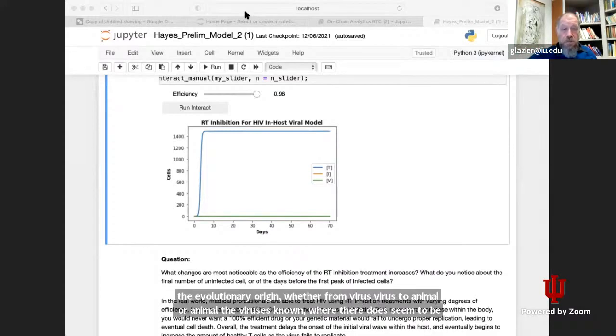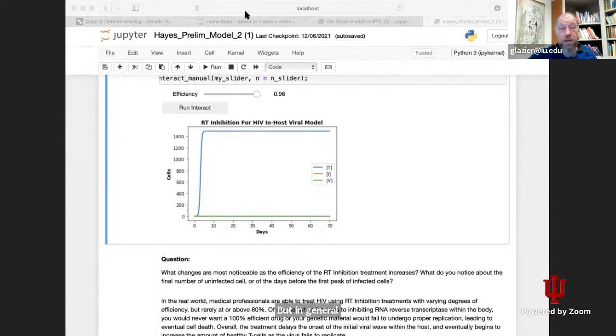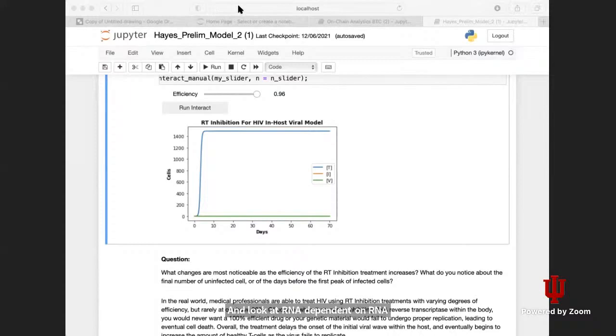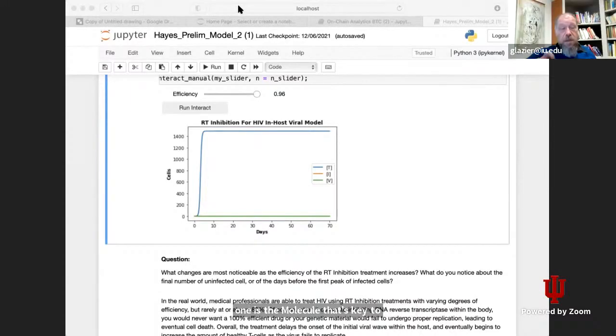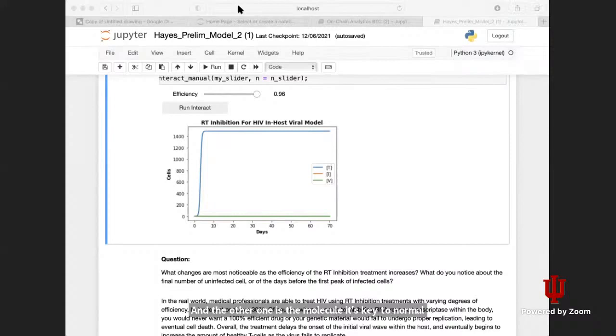But in general, if you abolished RNA copying completely, you'd be fine. And if you abolished the RNA to DNA copying, you'd be fine. And so it might be worth doing a little bit. You don't need a lot of detail, but you could look in just Wikipedia. Look at reverse transcriptase and look at RNA-dependent RNA polymerase. One is the molecule that's key to retroviruses, and the other one is the molecule that's key to normal single-stranded RNA viruses like flu and COVID.